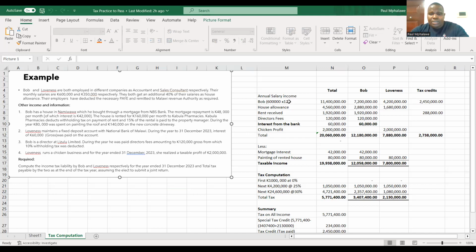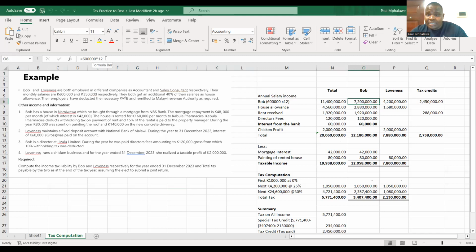Bob receives 600,000, so 600,000 times 12 for 12 months. Same with the wife, she receives 350,000 times 12 months. That becomes 4.2 million for Loveness and 7.2 million for the husband, Bob. The total of this is coming up to 11,400,000. That's annual income. Out of the two, they have already paid taxes. The husband paid 1,650,000 and the wife paid 800,000 as per the question.